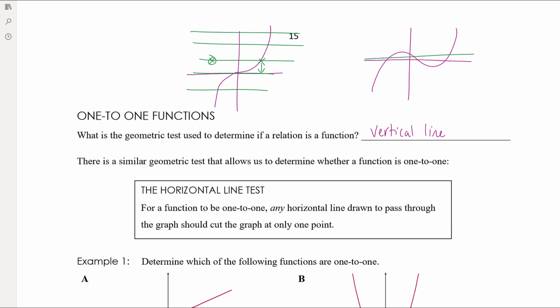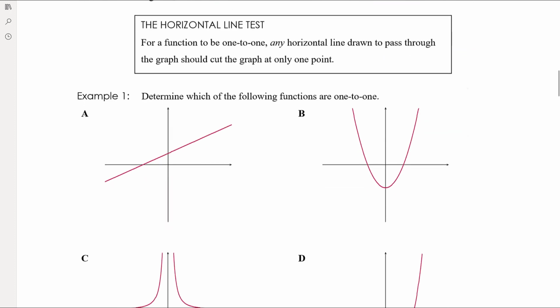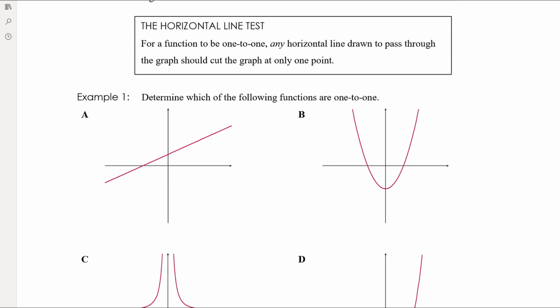So this cubic I've drawn here, for example, is not a one-to-one function because there are many x values that have the same one y value. It's a many-to-one function. Okay, so which of the following functions are one-to-one? So it's a function because it passes the vertical line test. It's a one-to-one function because it passes the horizontal line test. So this one, part A, is a one-to-one function.